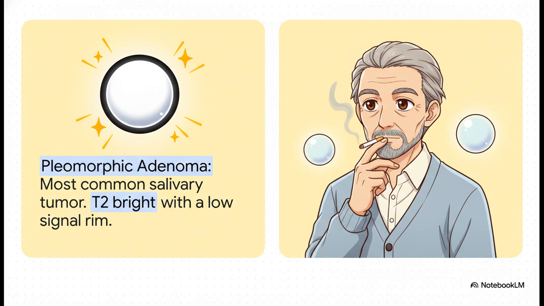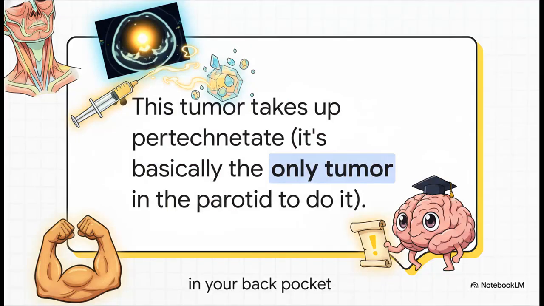It's typically super bright on T2 images with a nice dark rim. And the second most common is the Warthin tumor. This one has some classic associations. The classic story is an older male smoker, it's often cystic, and you gotta remember, it can even show up on both sides.